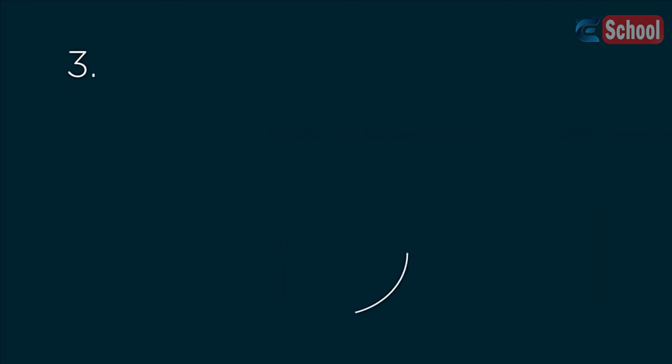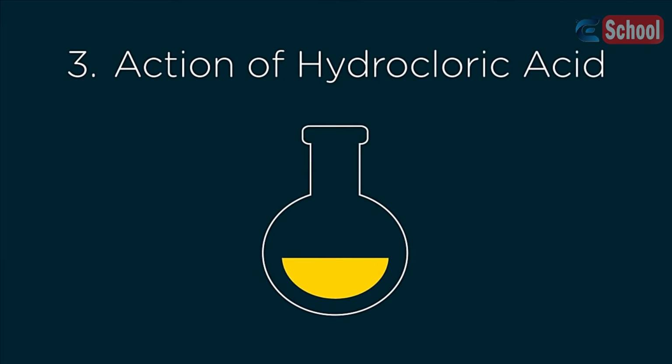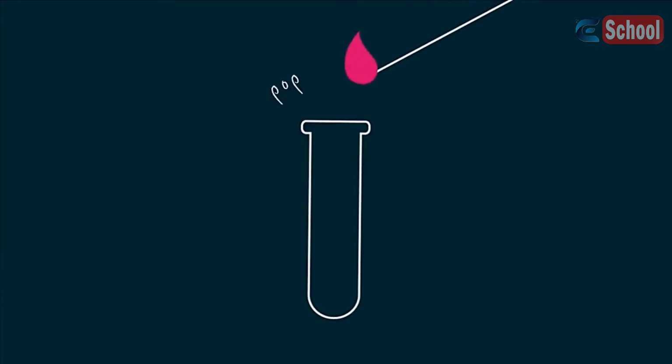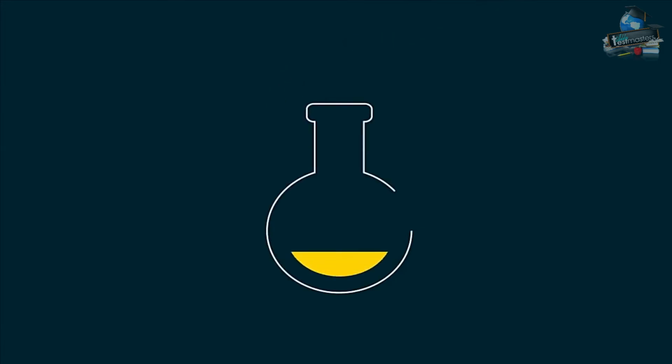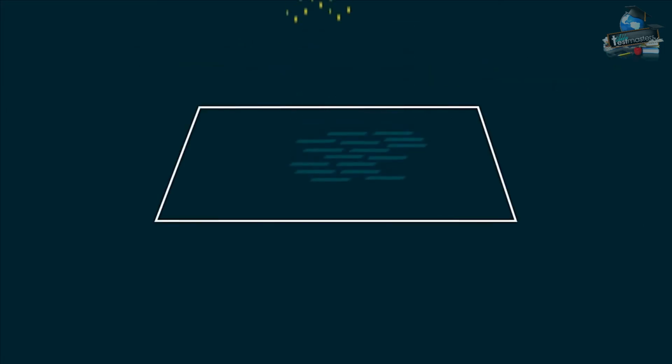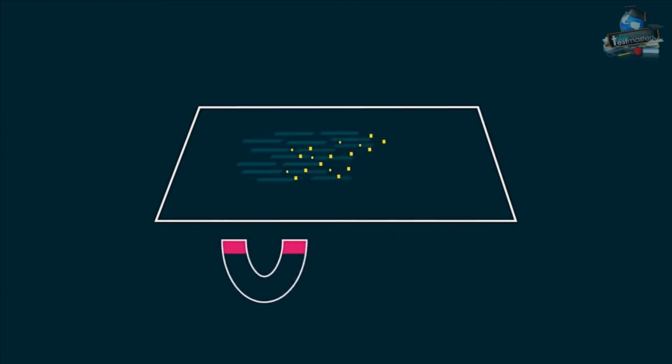Test 3. Action of hydrochloric acid. The iron in the mixture reacts to produce hydrogen gas as before. It gives a positive pop test when mixed with air and the mixture ignited. The sulfur in the mixture, however, gives no visible reaction. Test 4. Action of a magnet. As the magnet is moved underneath the paper, you will see the iron is attracted, but the sulfur is not.